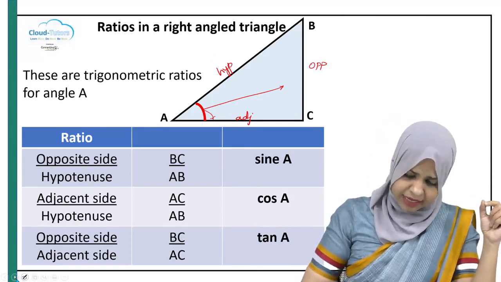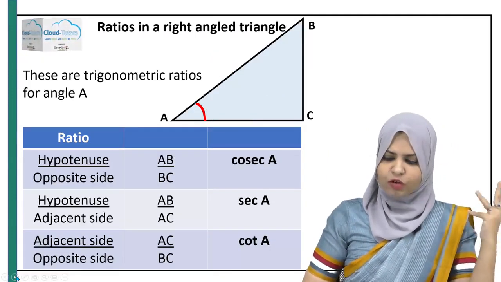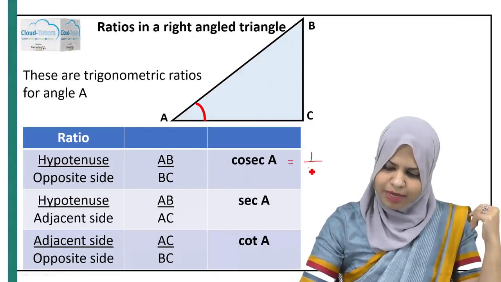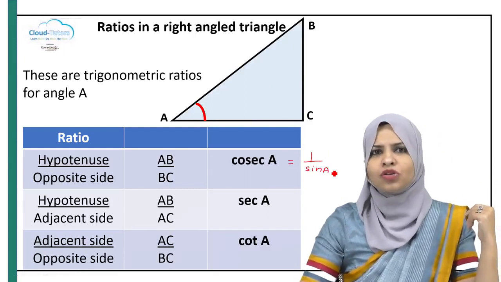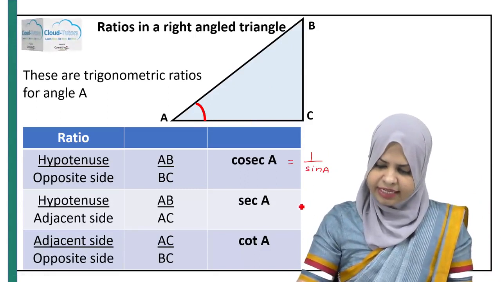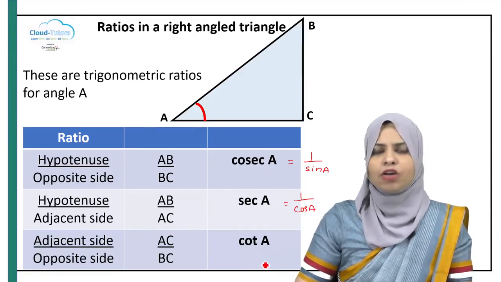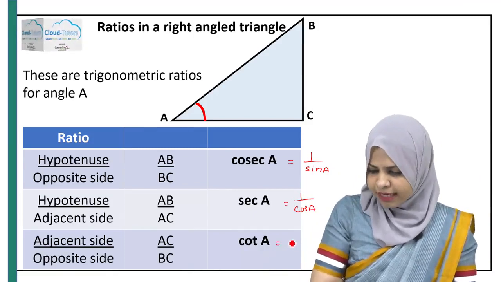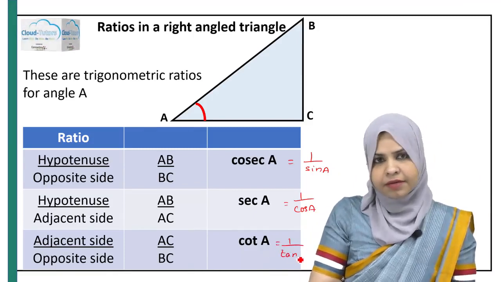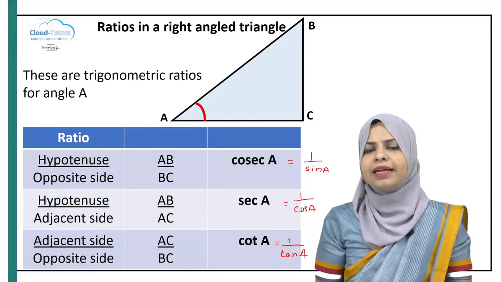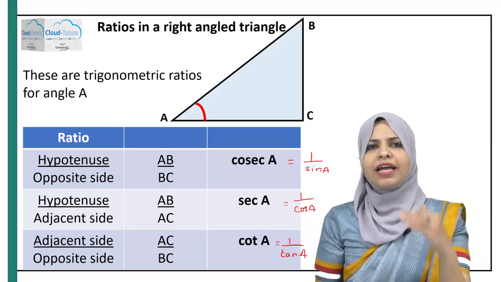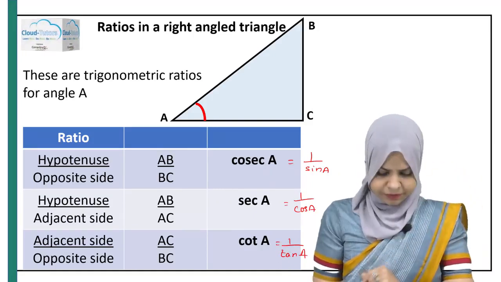Clear? And then, as I said, cosecant A is nothing but 1 by sine A. Yes or no? And then secant A is 1 by cos A. And then cot A would be 1 by tan A. Right? So these are the trigonometric ratios that you need to remember.